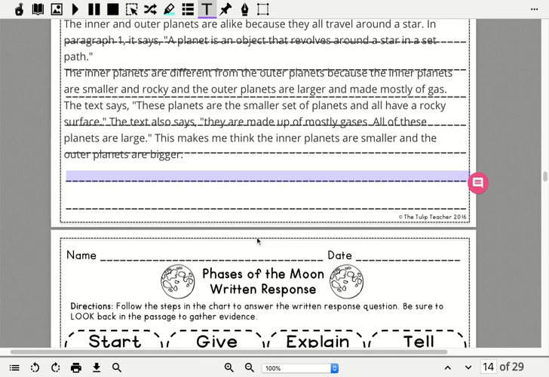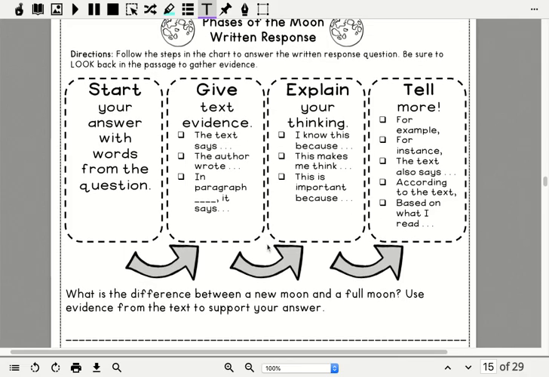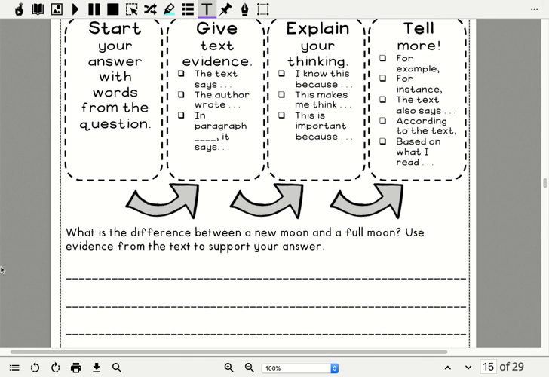Okay, so now we are going to go down to the phases of the moon written response. So we've got to flip our page over to read phases of the moon, so we have that there for text evidence. So let's see what our prompt is. What is the difference between a new moon and a full moon? Use evidence from the text to support your answer.